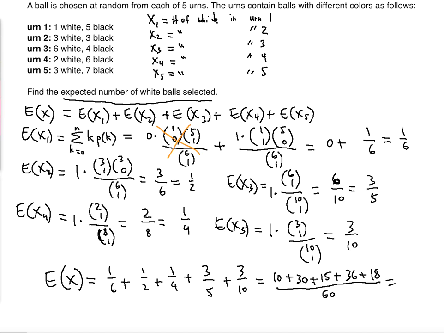So if you do this, 40 plus 15, 55, plus 36, 91, plus 18, that's 109. 109 over 60. So that's your expected number of white balls selected.